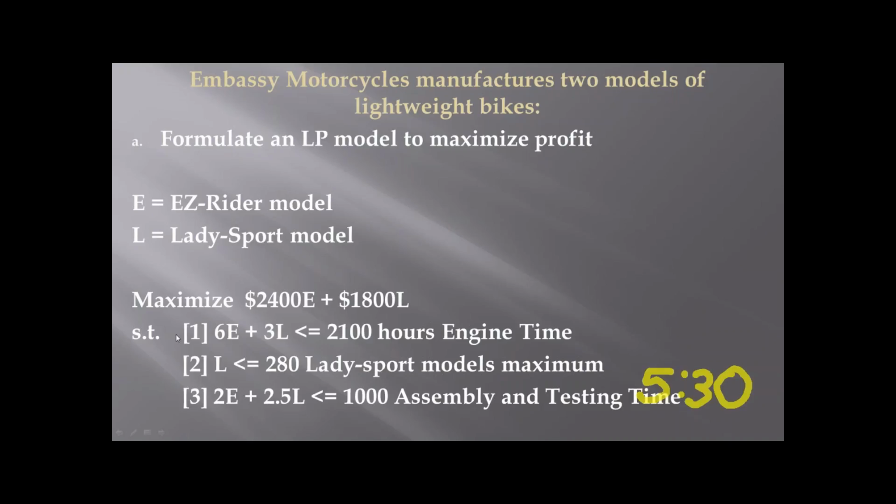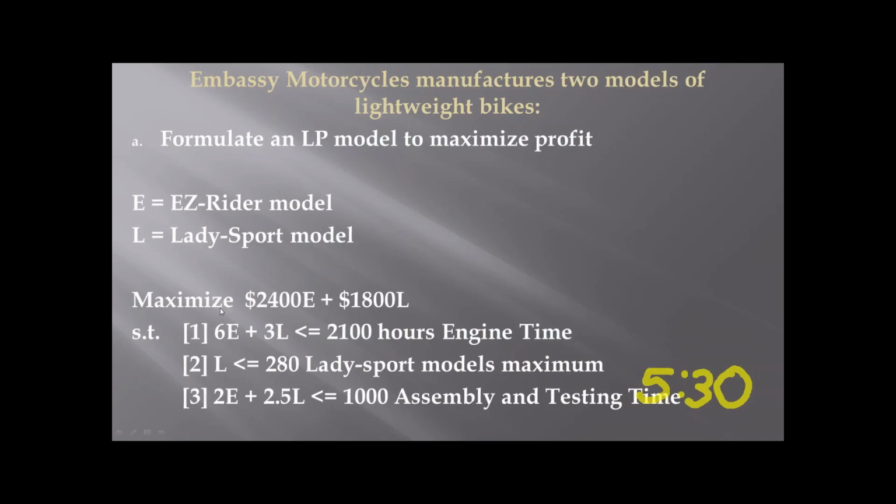And we know that there are 3 different constraints to which this objective function is subject. There's only 2,100 hours of engine time available because our family makes them in the garage. And we can make a maximum of 280 lady sport models because that's all the frames that we have available. And there's 1,000 hours of assembly testing time. That's all that's available there.